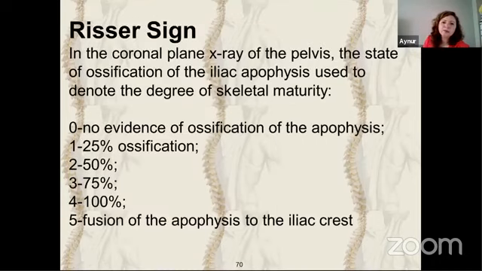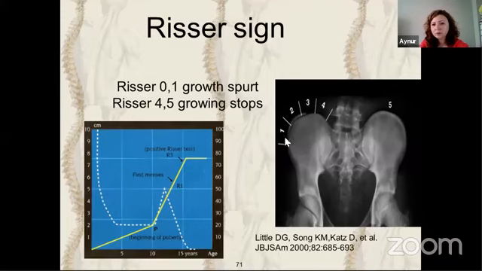In the Risser sign, in the coronal plane on X-ray of the pelvis, the state of ossification of the iliac apophysis is used to denote the degree of skeletal maturity. It is scaled from 0 to 5. 0 means no evidence of ossification of the apophysis. 5 means fusion of the apophysis to the iliac crest. You can see here 1, 2, 3, 4. In Risser 0 to 1, growth spurt occurs. Nearly Risser 1, first menses occurs. In Risser 4 and 5, growing stops.